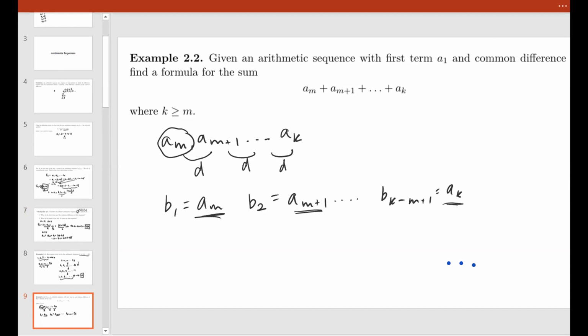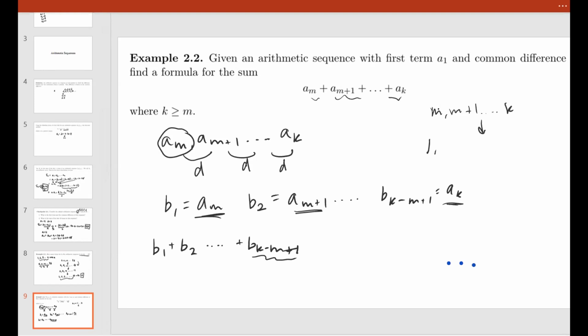So we want to find the sum. Now our sum becomes b1 plus b2 all the way up to b(k-m). And we know the number of terms is k minus m, because for the sequence a(m+1) all the way up to ak, we can subtract m from each term. So you get 1, 2, 3, all the way up to k minus m. And this sequence simply has k minus m terms.